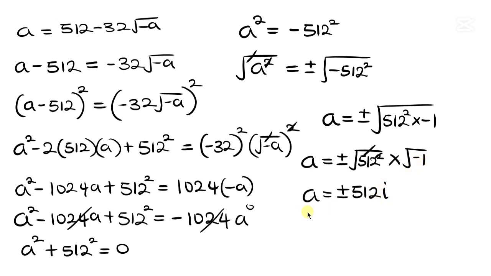So we have two values for a. a is equal to the positive 512i, and a is equal to the negative 512 times iota.